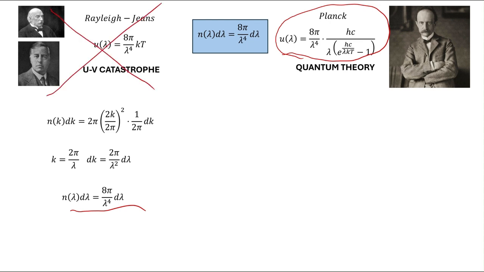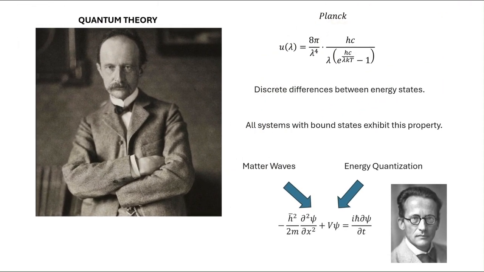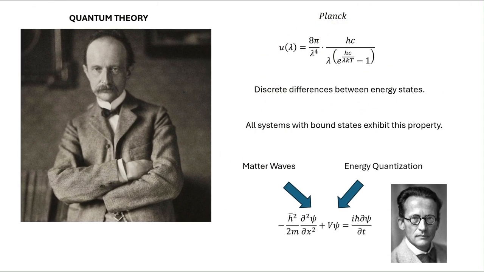and we can now say goodbye to Mr. Rayleigh and Mr. Jeans. They did a wonderful job, but their theory is wrong, and Planck's reigns supreme. So this is the final formula we end up with. The key idea is this is discrete differences between energy states. That's what makes it quantum theory.